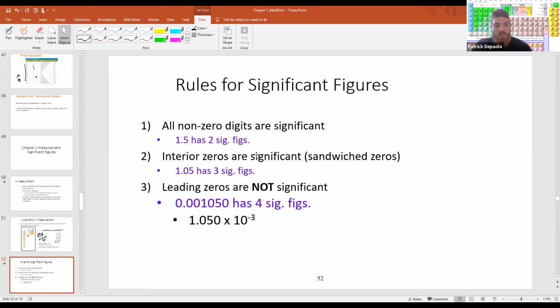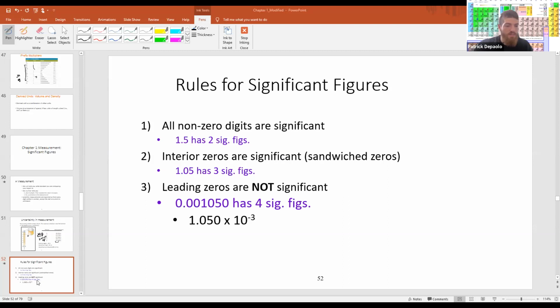Then there are zeros. Sometimes zeros are significant and sometimes they're not. When you have a 0 on the inside of a number, we call them sandwiched zeros. These sandwiched zeros are considered significant, because they are in between two important measured significant digits. Therefore, they are important in the measurement as well. So there we go, that's interior zeros. Sandwiched zeros are significant. Now, leading zeros are not.